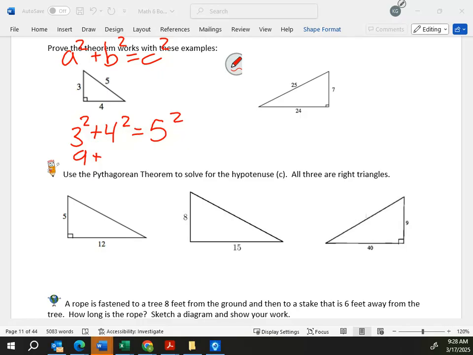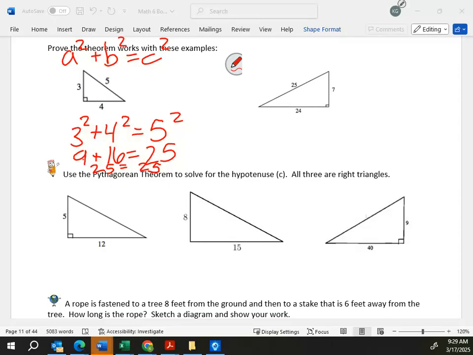Liam? 16. 4 times 4 is 16. And what is 5 squared? Sophie? 25. So then you look, 9 plus 16 is 25. 25 truly does equal 25. So for this one, we're just proving that it works. Same thing with the next one. We're going to prove that it works.